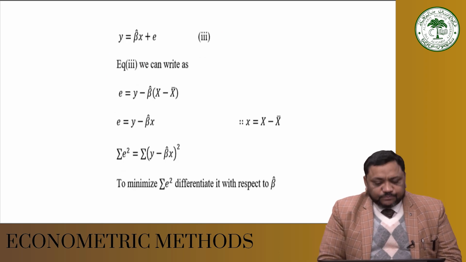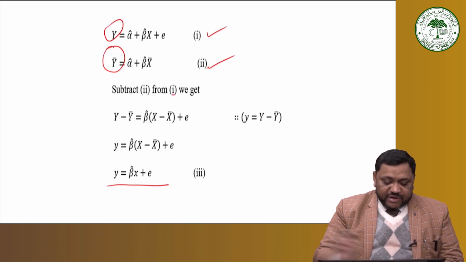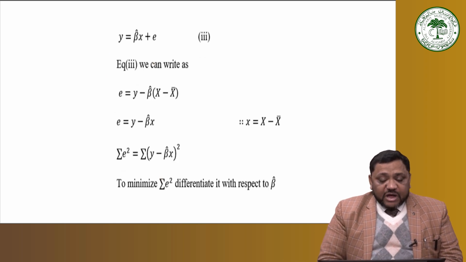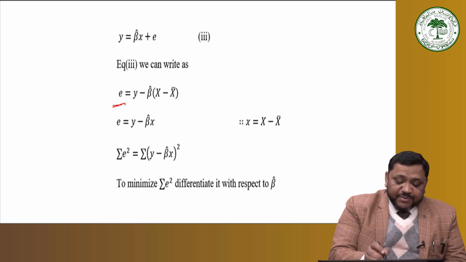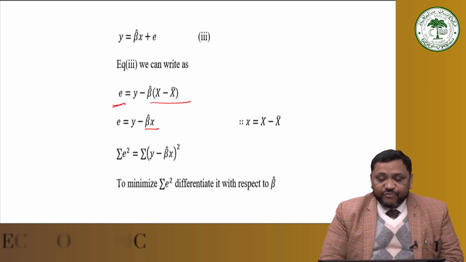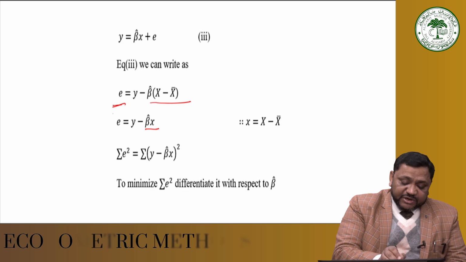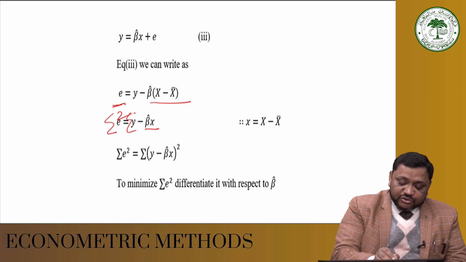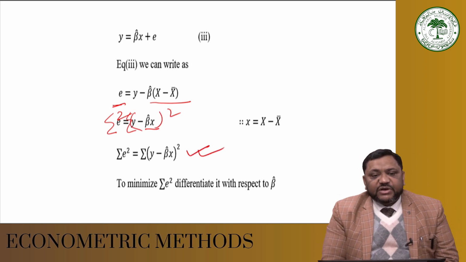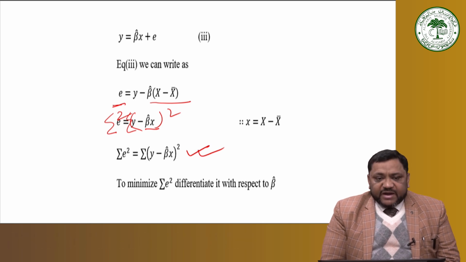Now we have this y is equal to beta hat x plus e. So now we can write this equation 3 in terms of e. So when we do this, we can write e is equal to y minus beta hat, you can say x minus x bar, or you can directly say beta hat small x. Now what we do, we use summation of both sides and square of it. So we get this equation. Summation e square is equal to summation bracket y minus beta hat x bracket close raised to the power 2.